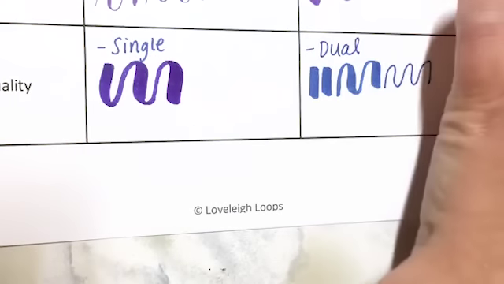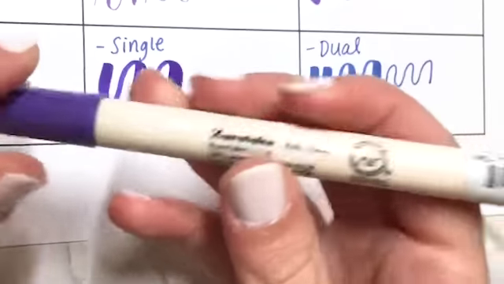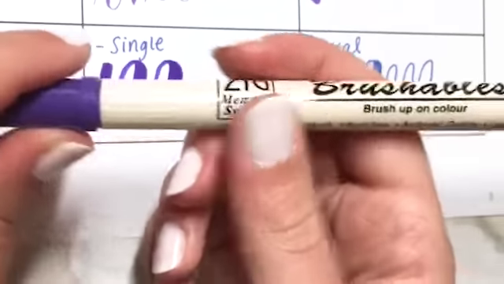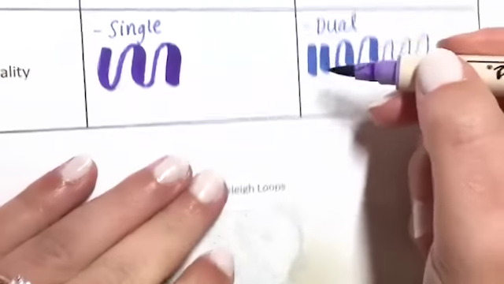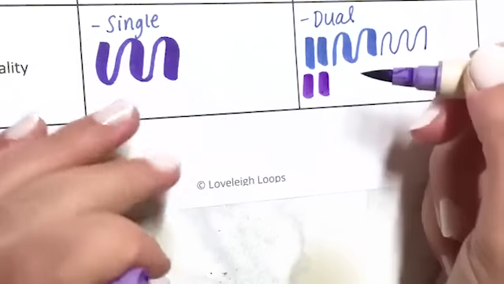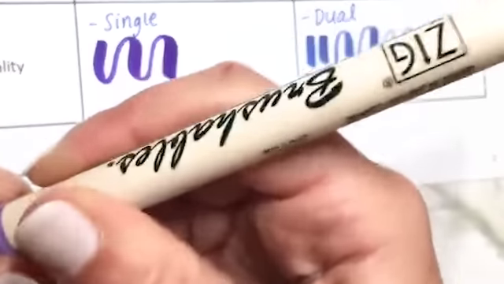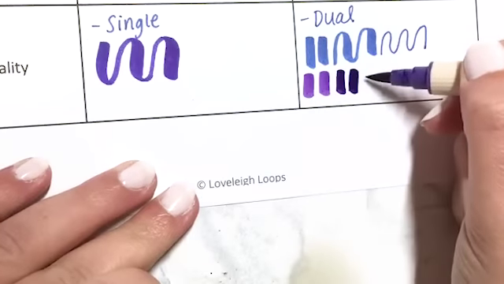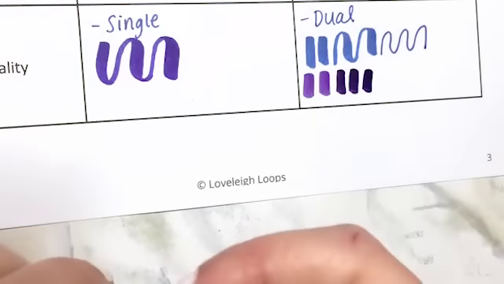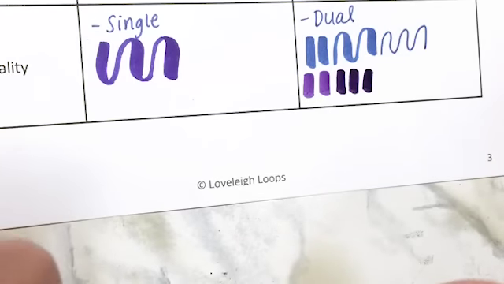And then you can also have two brush pens on a single pen. So these Zig brushables actually have two colors on them. One of the sides is a lighter purple brush pen, and then if you flip it around, it's just a darker purple. And these all come in lots of colors.